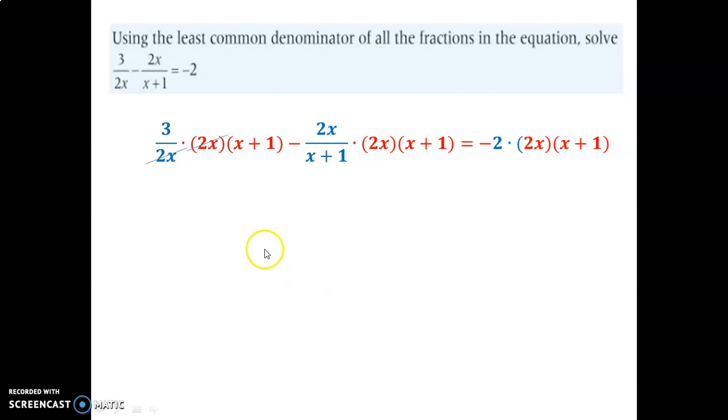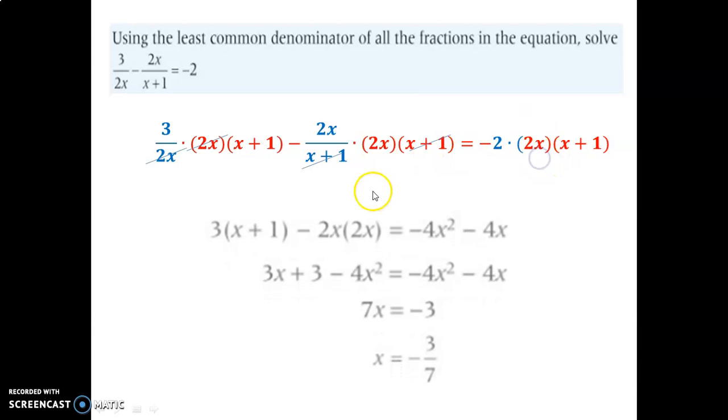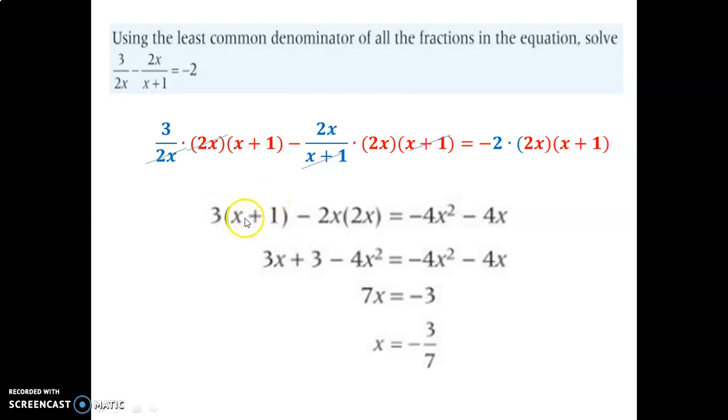Okay, let's check our work then. So there, if we multiply the first fraction by those two things, the 2x and the 2x can cancel. So essentially we just have 3 times that. In the second fraction, also the x plus 1 cancels with this x plus 1. So we just have 2x times 2x really. And then on this side, everything remains, we're going to multiply. So continuing from there, we have 3 times x plus 1, because that's what happens here. We have 2x times 2x, like we saw here. And on this side, when you multiply that out, you get this here, -4x squared minus 4x.